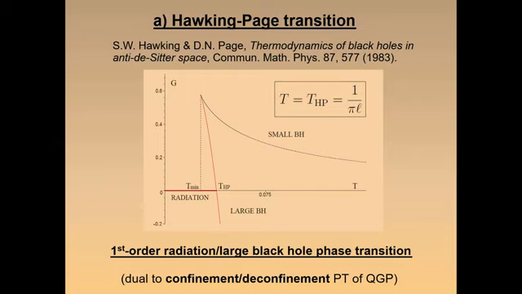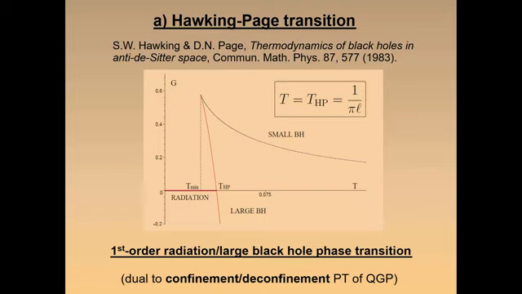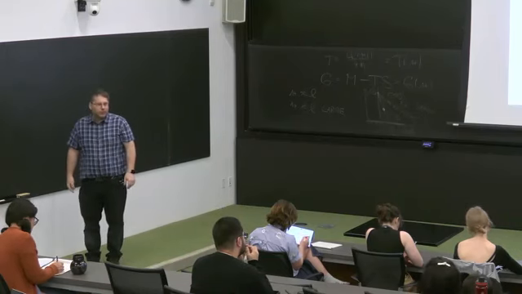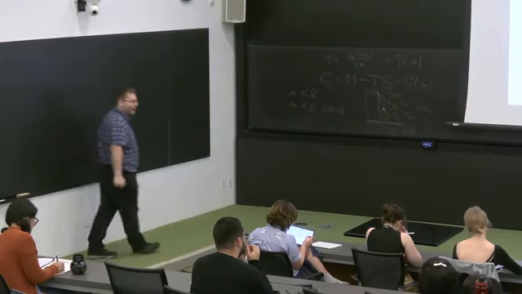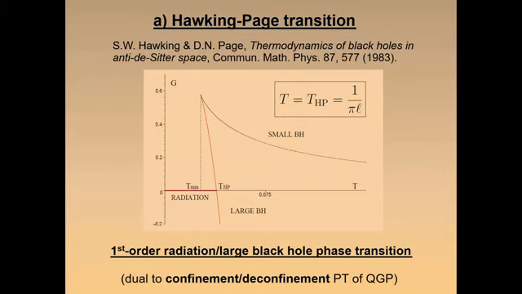But now I told you that there's this beautiful duality between what happens in the bulk space-time and what happens with your boundary quantum field theory. So this first-order phase transition should correspond to some first-order phase transition in your dual quantum field theory. That was discussed by Witten and others: maybe this could be a prototype of the confinement to deconfinement phase transition of the quark-gluon plasma.